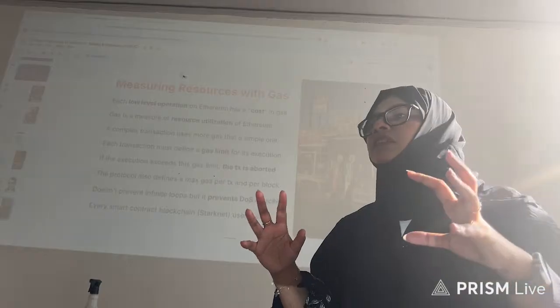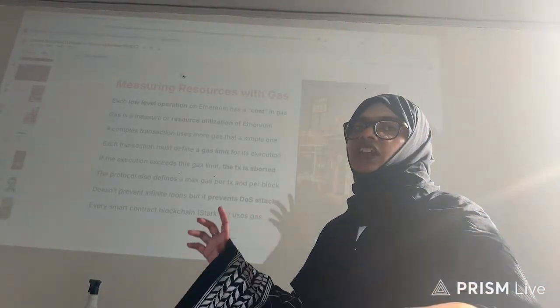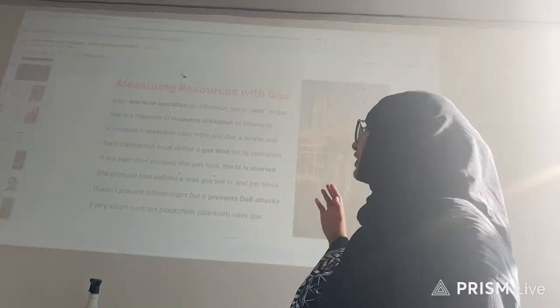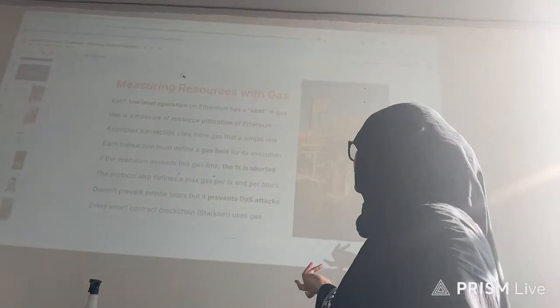So the beauty of the concept of gas is that there is a limit defined for each transaction and each block. It definitely does not prevent infinite loops, but it does prevent DDoS attacks.